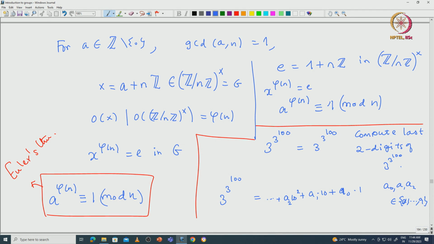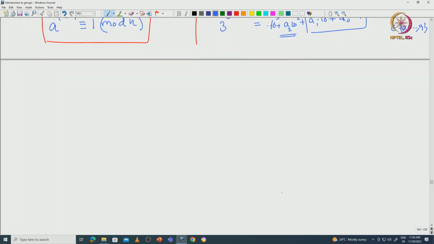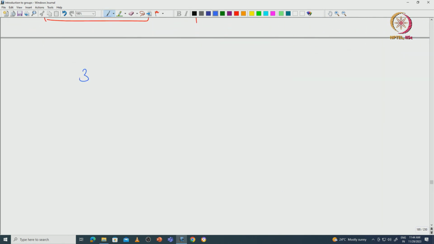And if you are interested in computing only the last two digits, then you have to go modulo 10 square, because everything else will be 10 cube and so on. So if I compute 3 power 100 congruent to whatever modulo 100, this is what gives us the last two digits of 3 power 100. But how can one compute this?